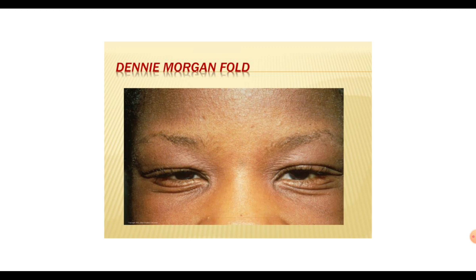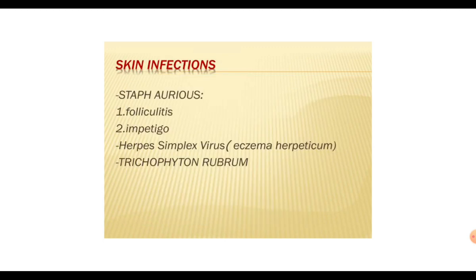This is the Dennie-Morgan fold picture, which is an extra skin fold in the lower eyelid. You can appreciate this by the picture. Now I have talked about complications also, like skin infection like Staph aureus, which can cause folliculitis or impetigo. Herpes simplex virus, eczema herpeticum I have already explained.